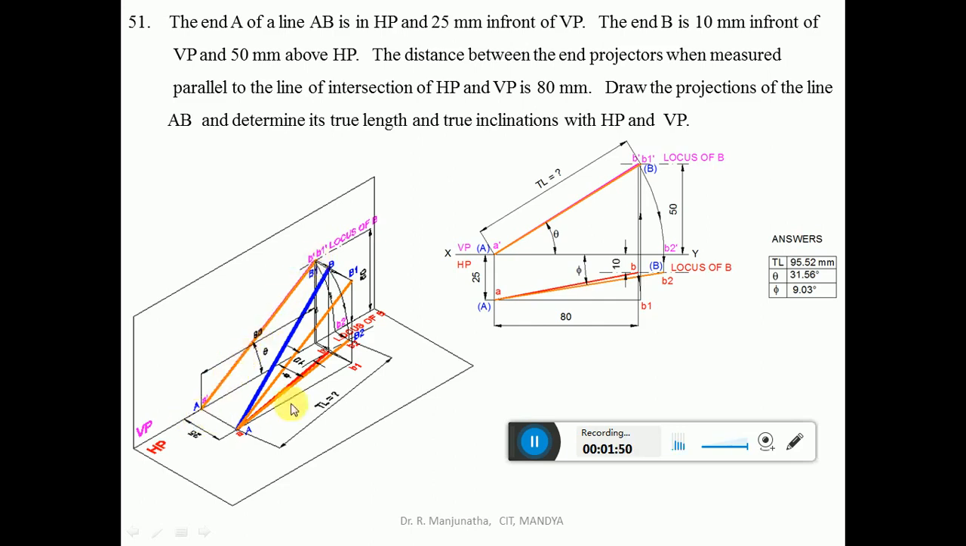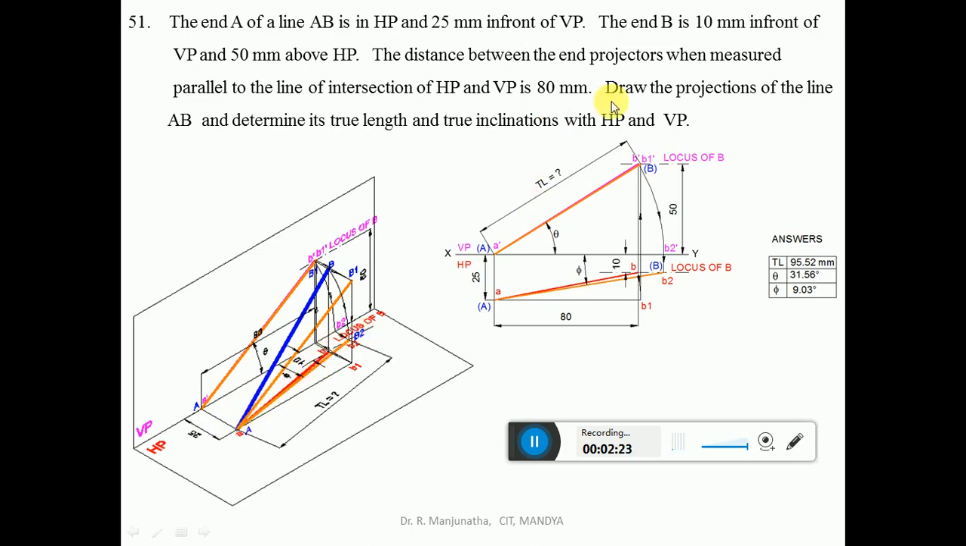Similarly, in the top view, from the end projector A, you measure the distance of 80 mm, because the distance between the end projectors in front view and top view will be the same. From this point you draw a vertical line so that it cuts the locus of B in the top view. That point is going to become small b, and both B dash and b are going to be on the same line. Then join A and b with a dark line, which is going to be the top view.